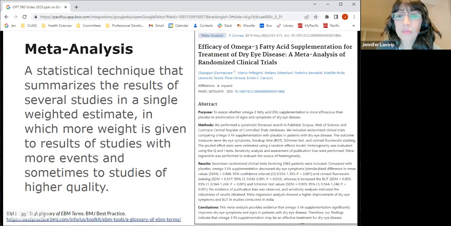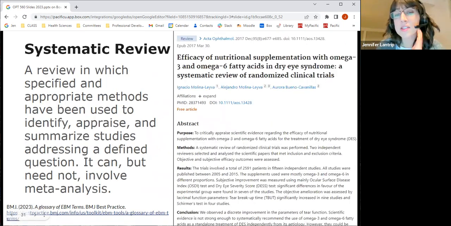So a meta-analysis is a statistical technique that summarizes the results of several studies in a single weighted estimate, in which more weight is given to results of studies with more events and sometimes studies of higher quality. A systematic review specifies methods to identify, appraise, and summarize studies addressing a defined question. It can, but need not, involve meta-analysis.